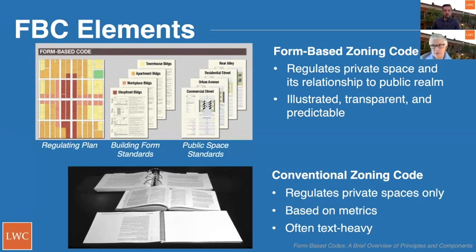So a form-based code will both regulate private and public streets, and it does it in a way that's well illustrated, as we'll demonstrate in a minute, very transparent and very predictable, which is different to a conventional code, which is typically text-heavy with fewer graphics, strong emphasis on metrics, and a conventional zoning code regulates private spaces only.